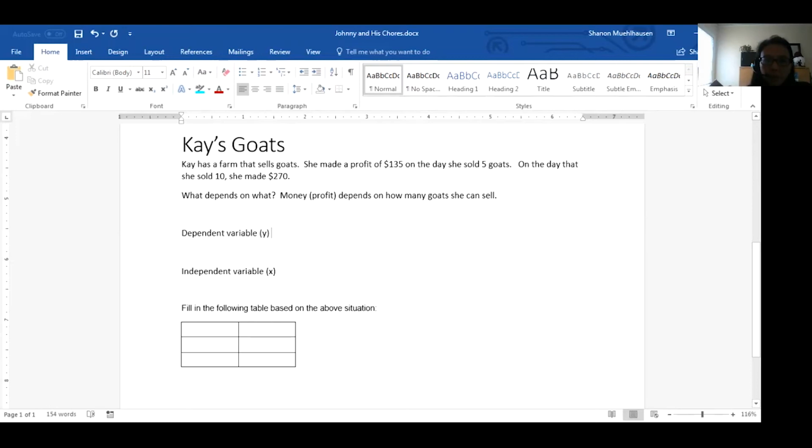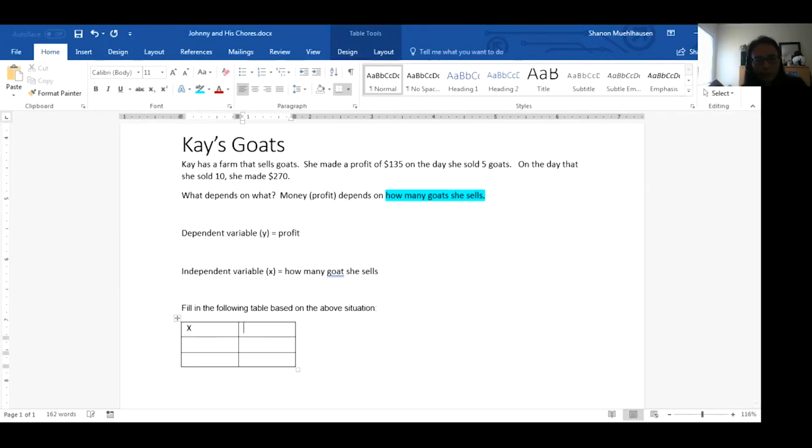So our dependent variable is what depends. Here, the money depends. So in this case, our dependent variable is profit. Everything depends on X. So when we look at this, we know that the independent variable X is how many goats she can sell. So if I'm asked to fill in the table, we always like to list our table X and then Y. And in this case, our X stands for how many goats, and our Y stands for profit.